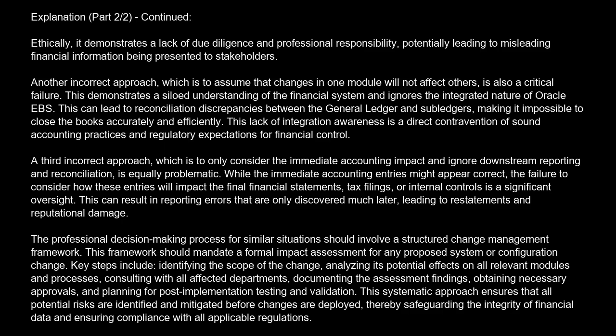A third incorrect approach, which is to only consider the immediate accounting impact and ignore downstream reporting and reconciliation, is equally problematic. While the immediate accounting entries might appear correct, the failure to consider how these entries will impact the final financial statements, tax filings, or internal controls is a significant oversight. This can result in reporting errors that are only discovered much later, leading to restatements and reputational damage.